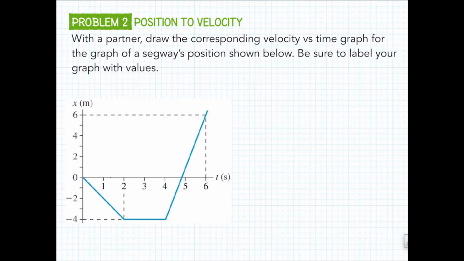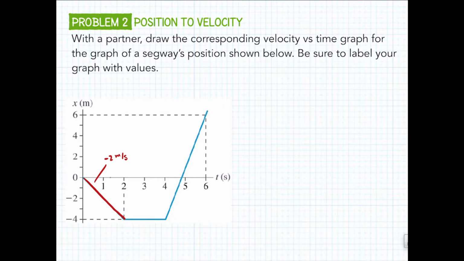Okay, in the interest of time, we will go over this. So the first thing we want to do is figure out what the slopes are for each thing. So we'll start with this section. From 0 to 2 seconds, what's the slope here? Yeah, so this is going to be -2 meters per second, because the rise is from 0 to -4, so from here to here, and your run is 2 seconds. So -4 divided by 2, that's -2 meters per second. Everybody cool with that?